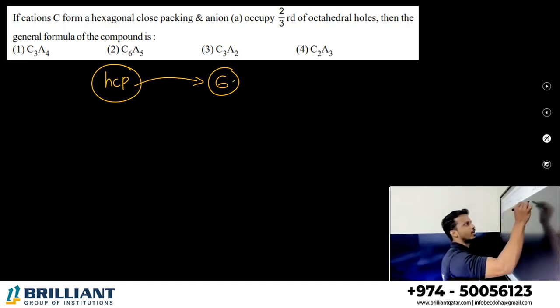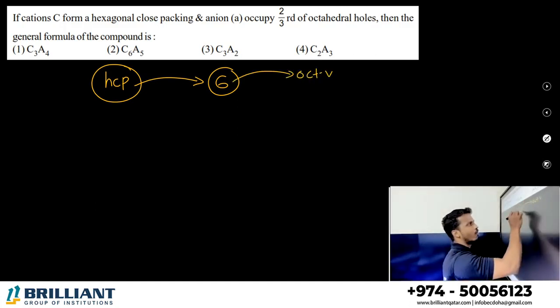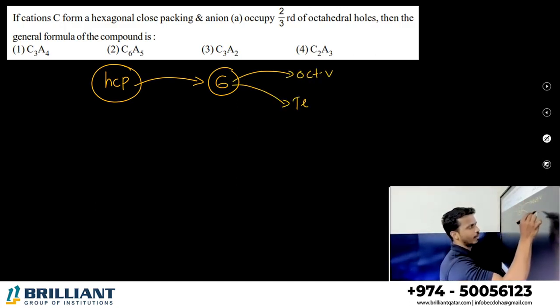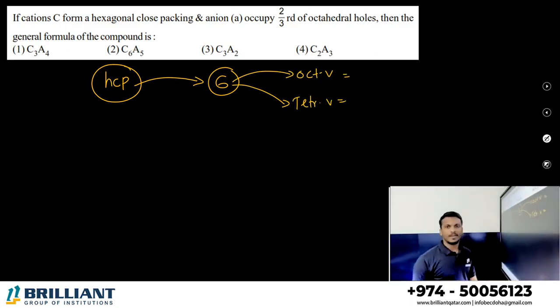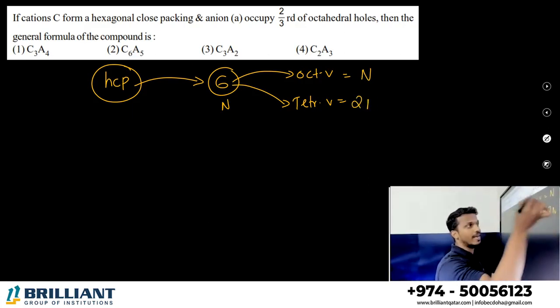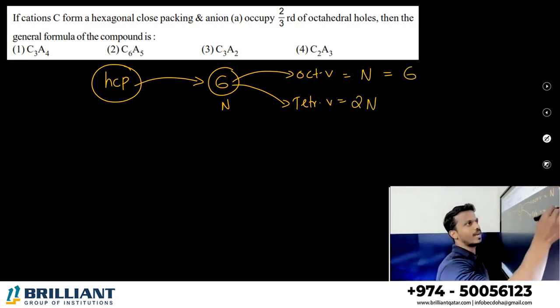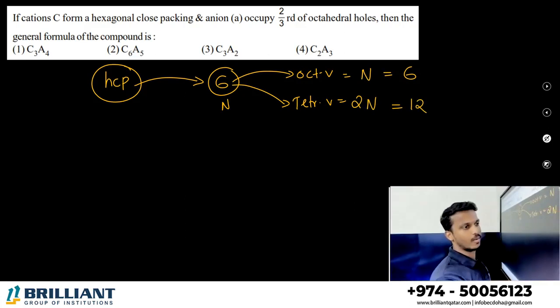Immediately calculate how many octahedral voids and how many tetrahedral voids. Simply, what is the n value here? 6, because your system is HCP and there are 6 atoms in the unit cell. So n equals 6. If n equals 6, how many octahedral voids will be there? Same number. How many tetrahedral voids will be there? Double the number. So there will be 6 octahedral and 12 tetrahedral voids. Let's go.